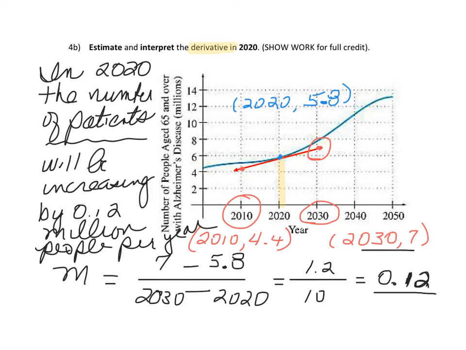And the most important part to remember when we do this is that it will be increasing, not was increasing or increased, but it will be increasing, because this is in the future, by 0.12 million people per year. That word per is very important. And again, this answer is going to vary according to what you decide that the values of those points are.